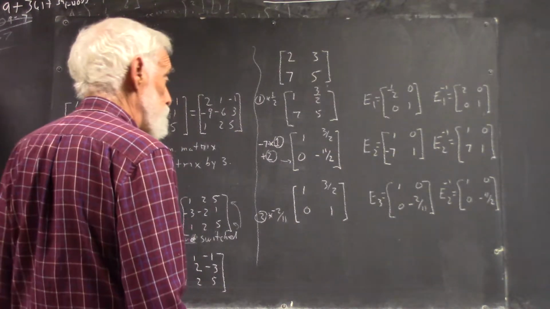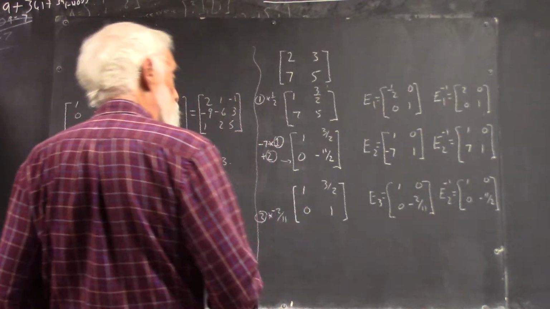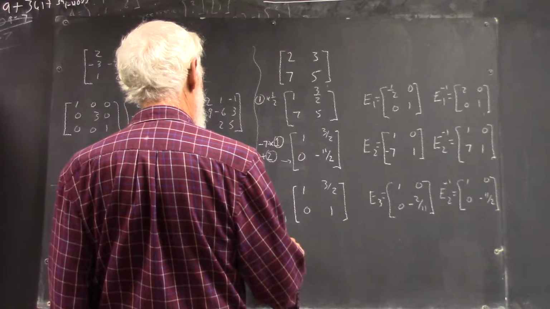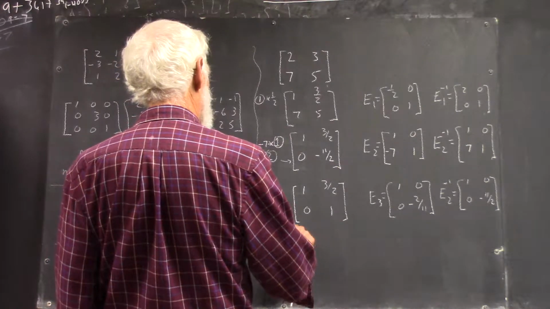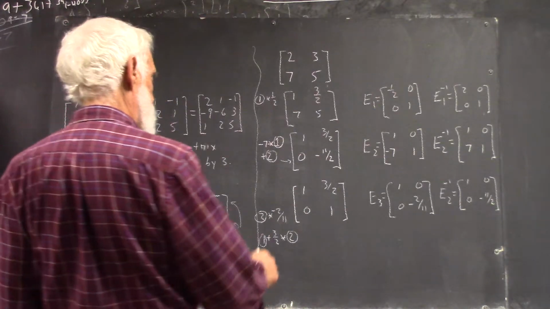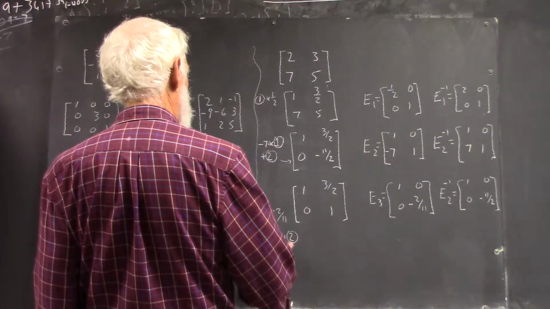So that's real straightforward. Then we just have to do first row plus 3/2 times the second. Not plus, but minus 3/2 times the second.